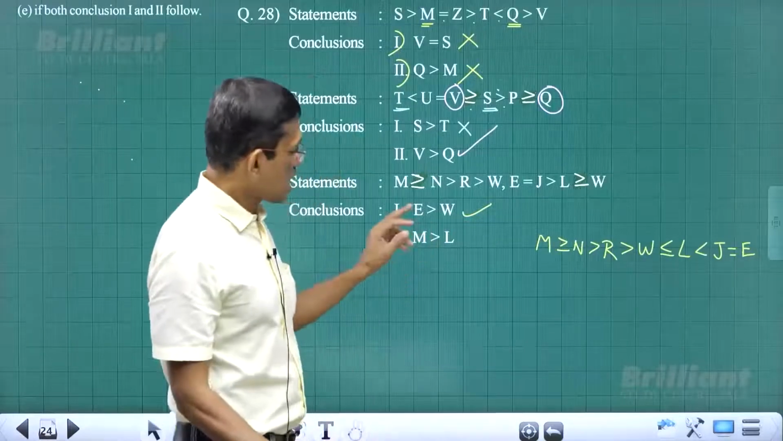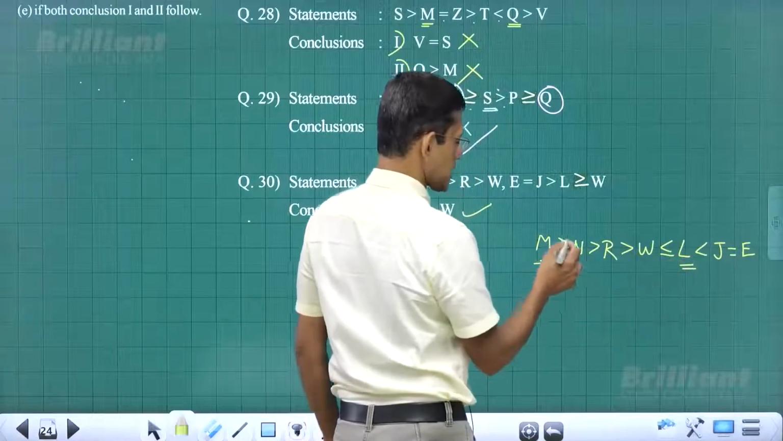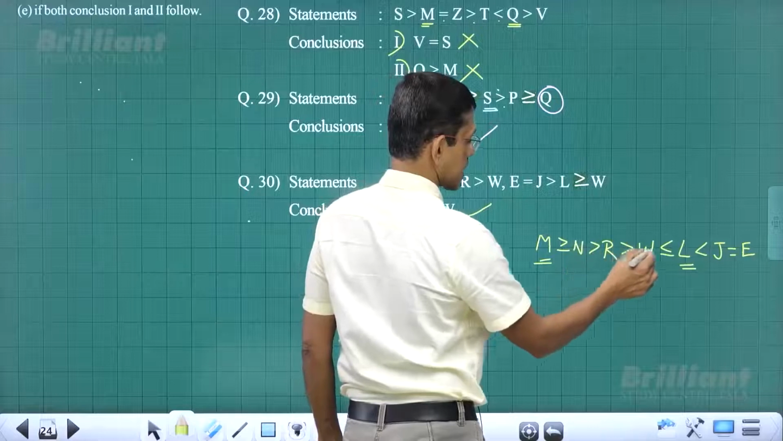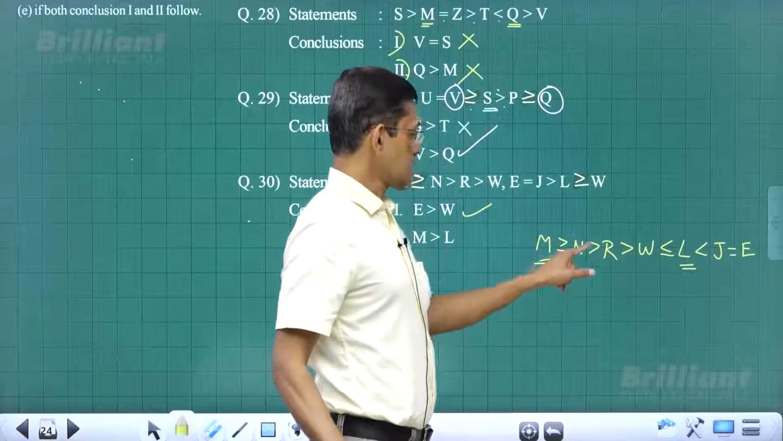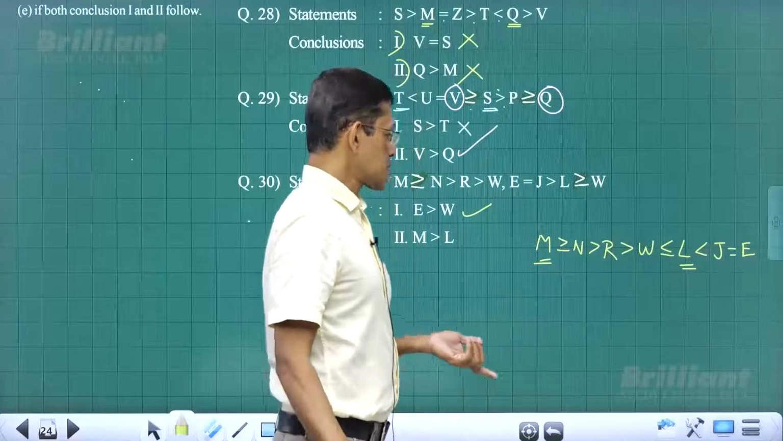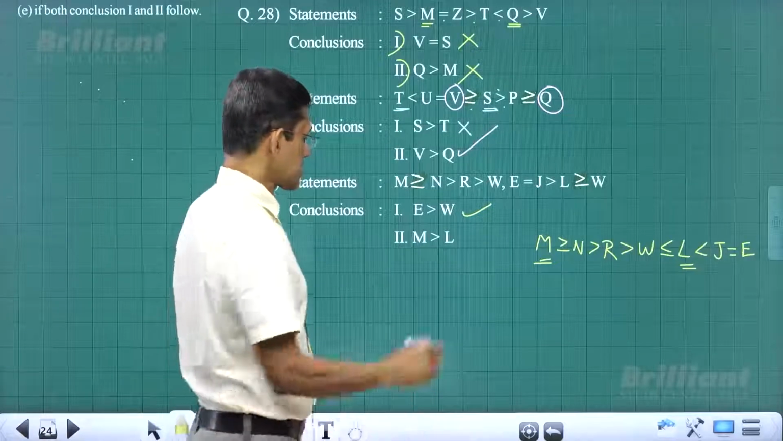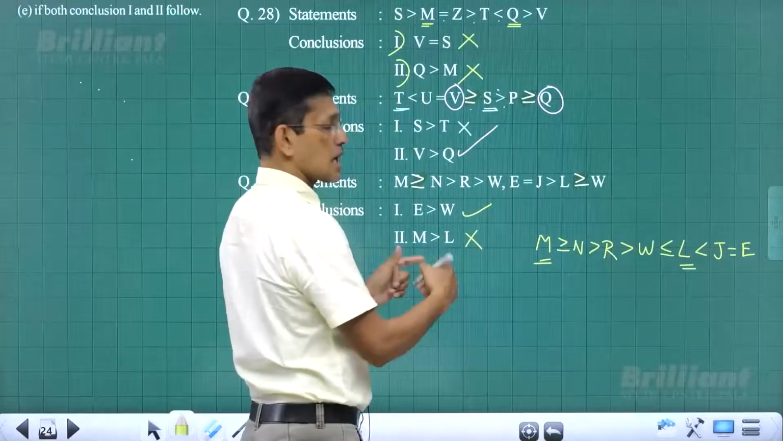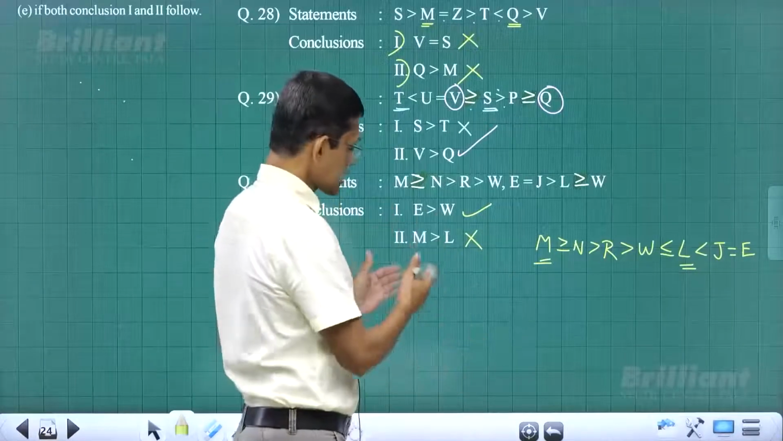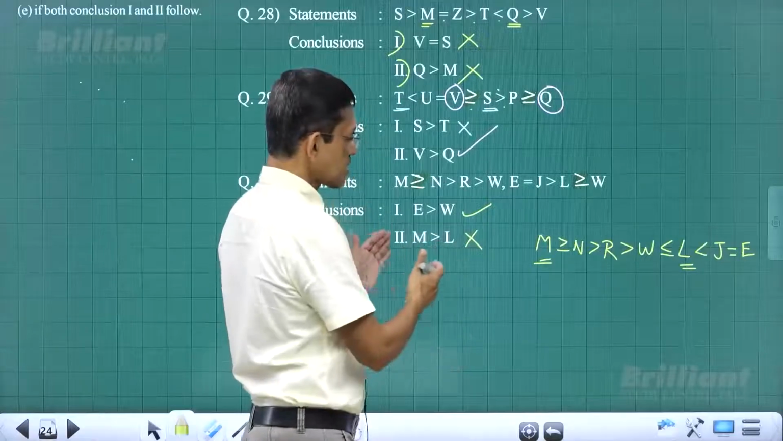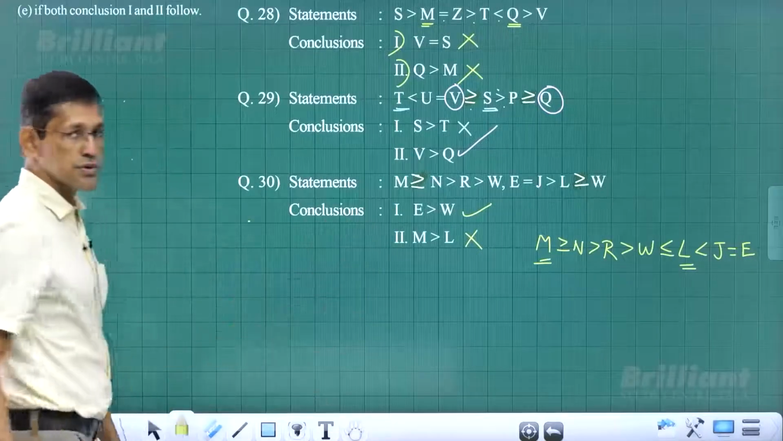Next one, M is greater than L. So M is here, L is here. Between M and L, what are the symbols we have? Greater than or equal to, greater than, less than or equal to. So contradiction. Greater than, equal to, and less than or equal to, or greater than and less than, these are contradictory symbols. So any relation between M and L is not going to be valid here. So M greater than L doesn't follow. If M less than L is given, doesn't follow. M equal to L is given, doesn't follow. M is less than or equal to L, doesn't follow. M is greater than or equal to L, doesn't follow. So only conclusion 1 follows.